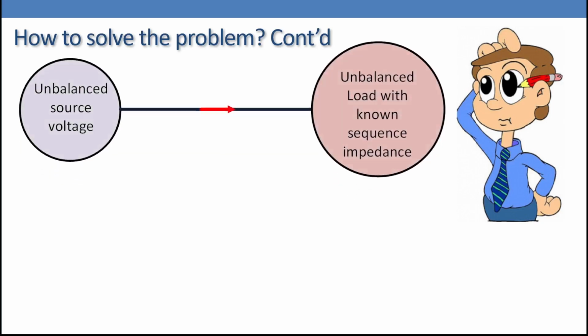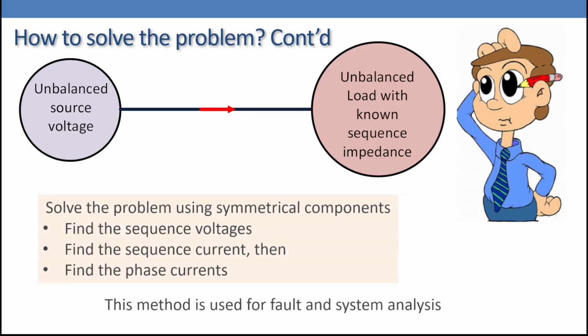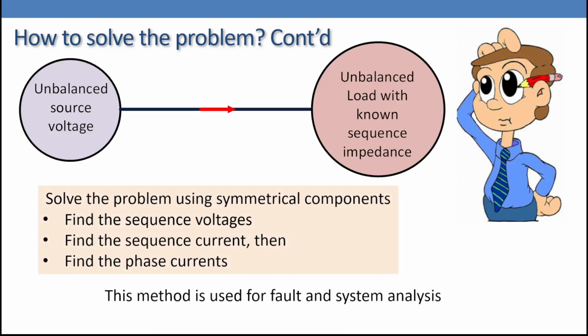Case number 3. Unbalanced source voltage feeding unbalanced load with known sequence impedance. In this case, symmetrical components should be used. So we are going to solve the problem using symmetrical components: find the sequence voltages, find the sequence currents, then find the phase currents. This method is important for fault calculation and system analysis, something like an unbalanced motor, for example.